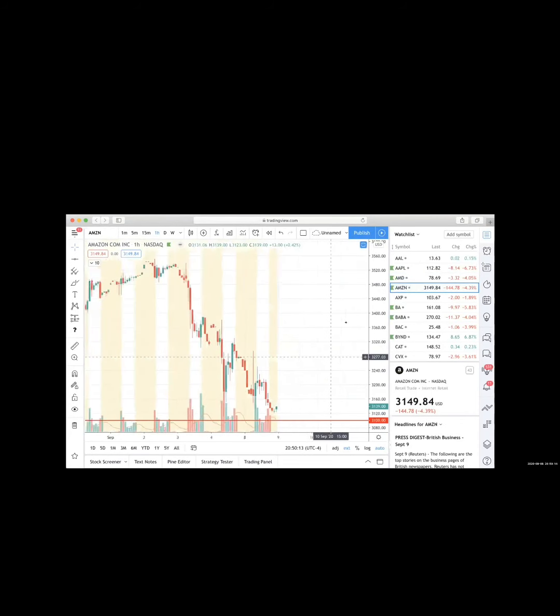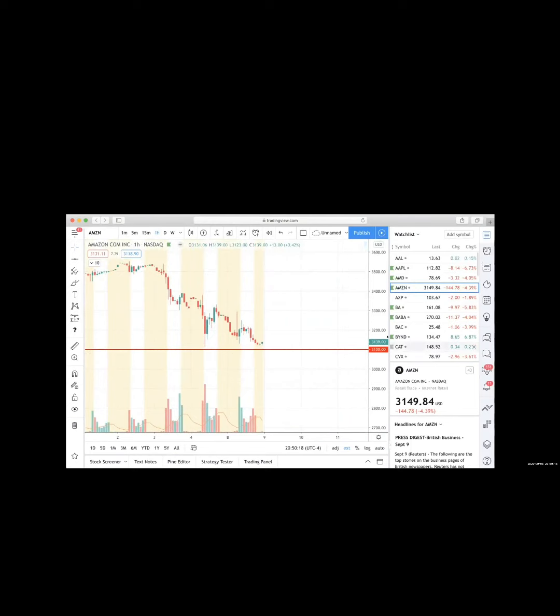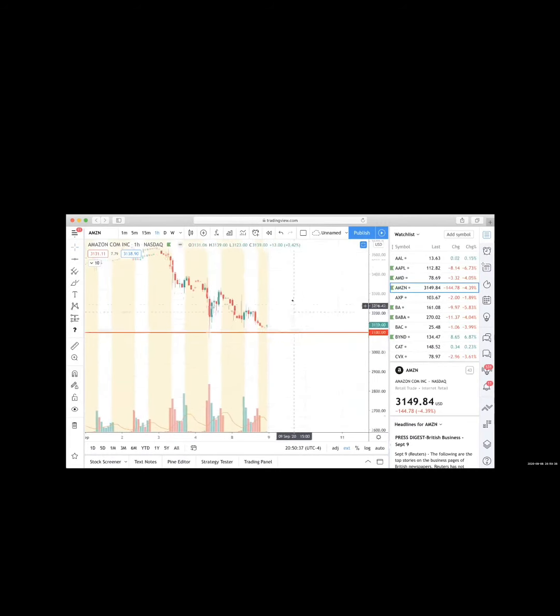Also looking at Amazon, 3,100. This is also a psychological whole number. So a lot of people like to trade around those 3,100, 3,200, 3,300 levels. But you can also see it came down on Friday, got close to 3,100, and then bounced off of it strongly. So I'll be watching that 3,100 level for Amazon this week.